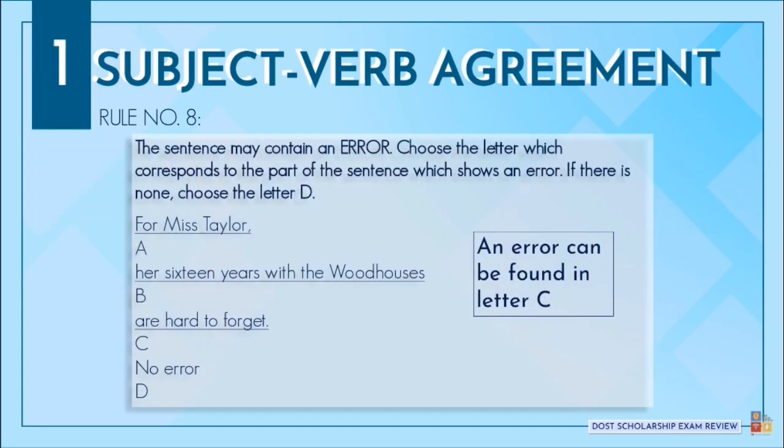Okay, so the subject of the sentence is her 16 years with the Woodhouses. 16 years is just one period of time. It is singular. Thus, this must be followed by a singular verb. But here we have the verb are, and that is where the error is located. So the answer is letter C. Okay, so that's all for subject-verb agreement rules.